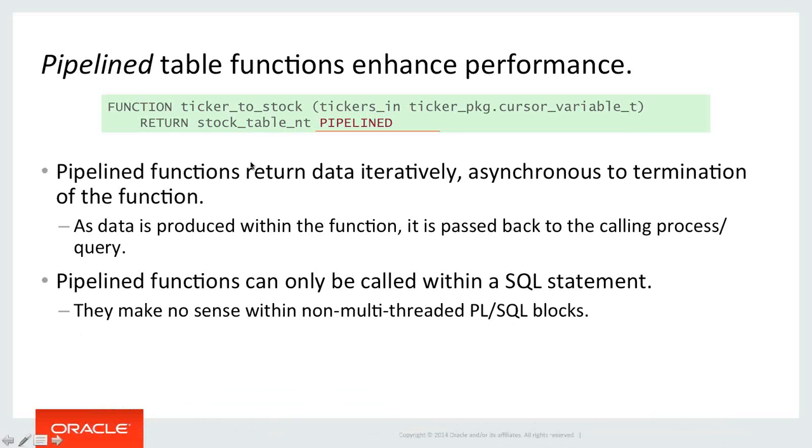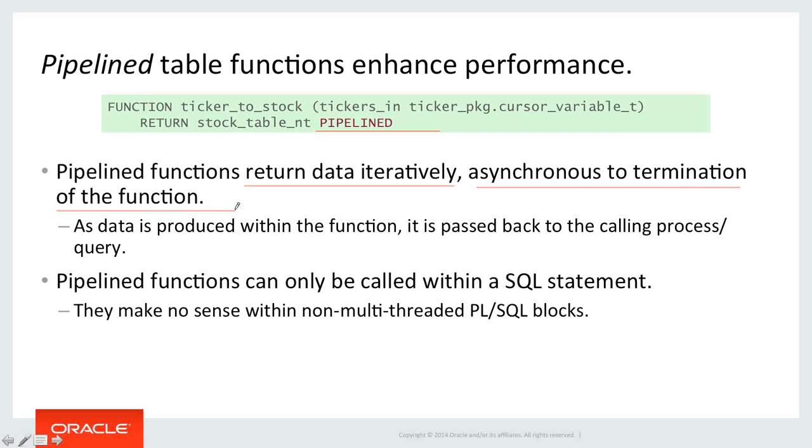Well, pipeline table functions do something that's pretty much unique in the PL SQL world. They return data iteratively, asynchronous to termination of the function. So in general, when you call a PL SQL function or procedure, or something in your session does, the session stops, it's blocked, until that function or procedure finishes and returns control back to the calling block or the calling SQL statement or the front end. So it sits and waits.